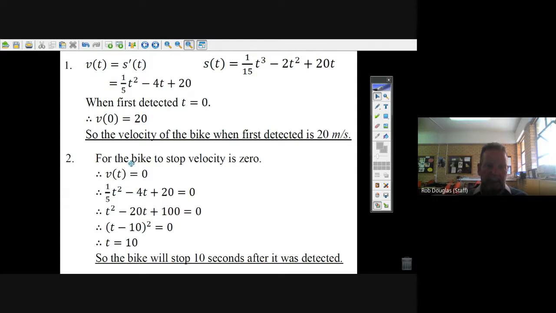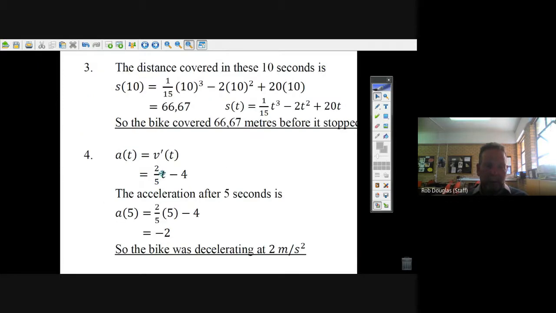I take the derivative of it. 2 times 1/5 is 2/5 t minus 4, and that's what I've got, 2/5 t minus 4. That's the derivative of the velocity one. Now I find the acceleration after 5 seconds. I just put a 5 in there. Well, 5 times 2/5, the 5 cancels, 2 minus 4, the acceleration is -2. At -2 meters per second squared, that means it must be decelerating at 2 meters per second squared.